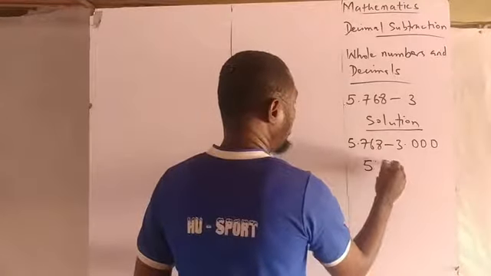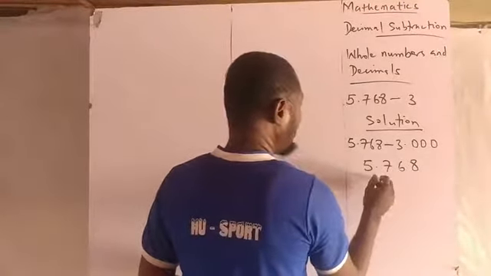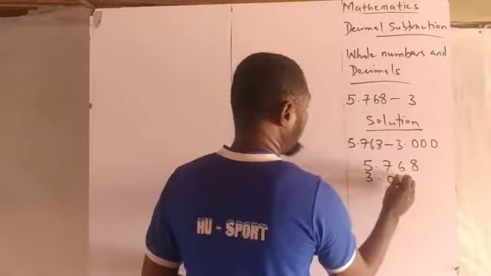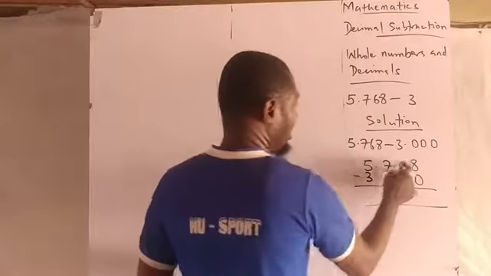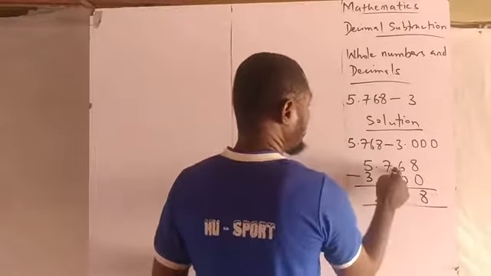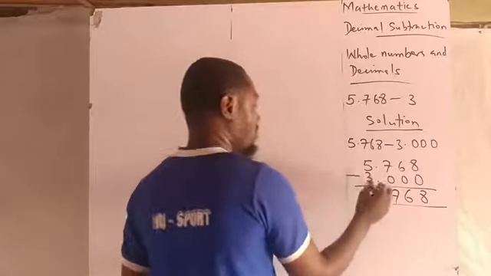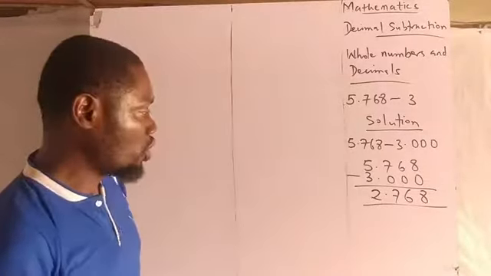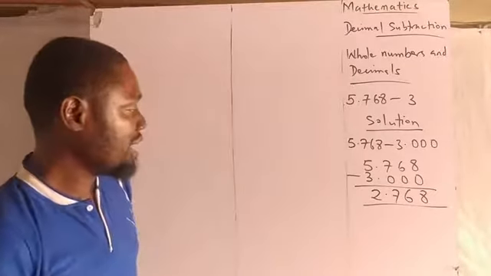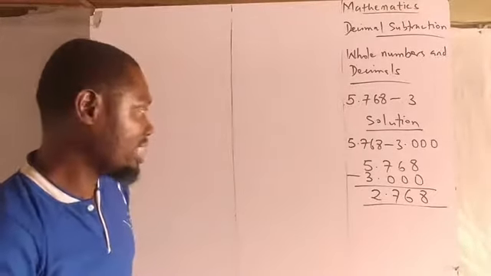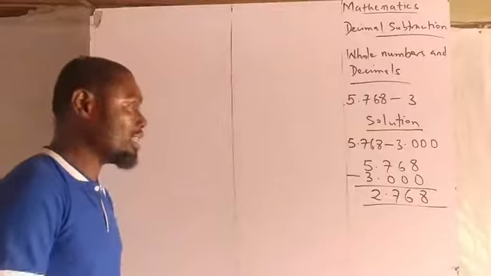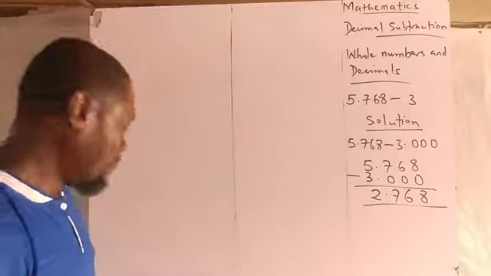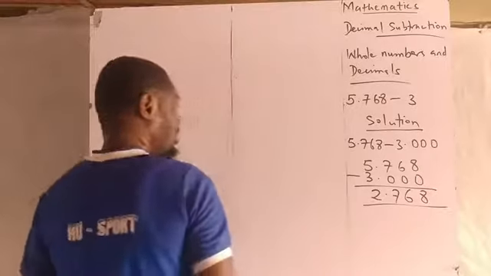Now let's deal with this. You have 5.768. Before the point, you have 3. Then you have 0, 0, 0. Put your operational sign and let's take away. 8 take away 0 is 8. 6 take away 0 is 6. 7 take away 0 is 7. Point. 5 take away 3, your answer is 2. So the answer we have there is 2.768. Remember, always express your whole numbers to take the form of the decimal place you are dealing with. Let's consider another example.